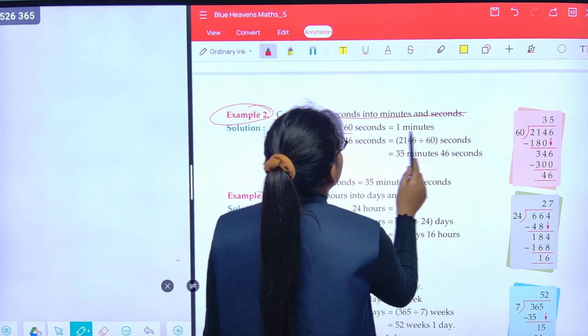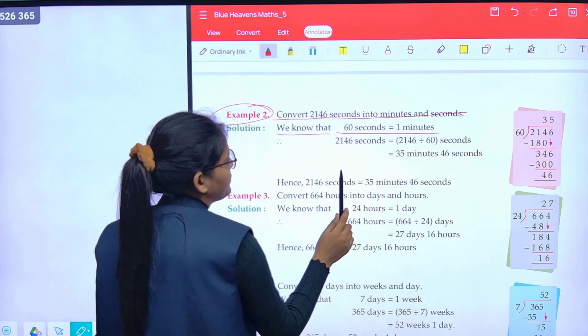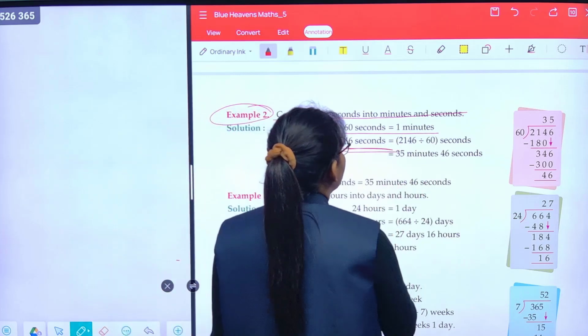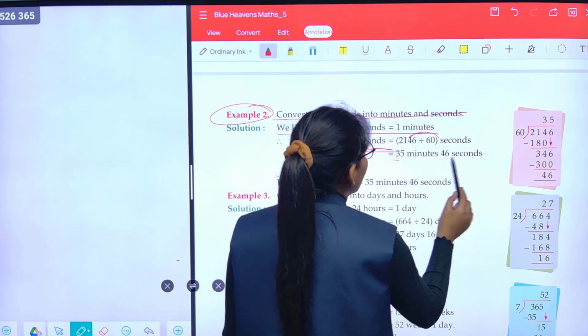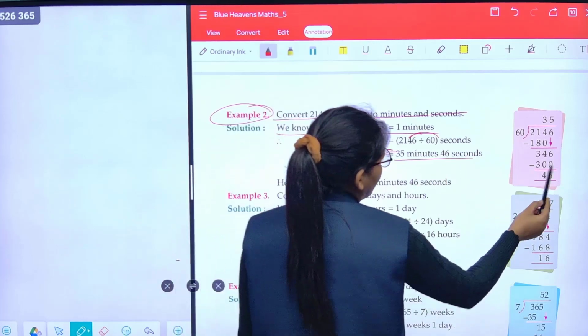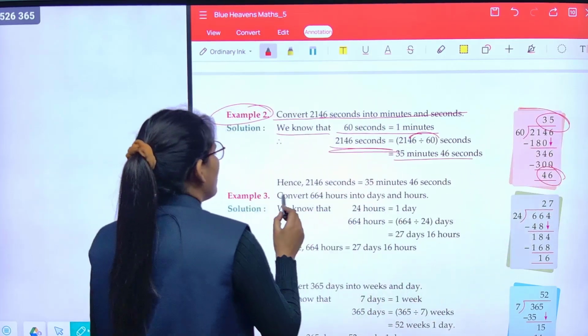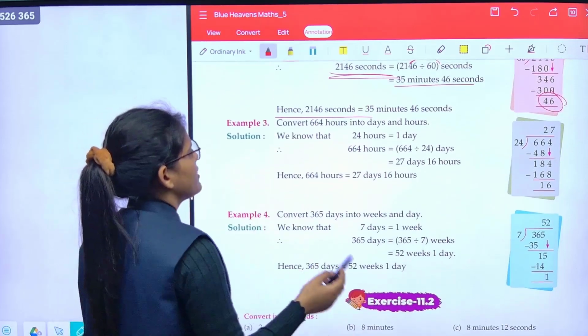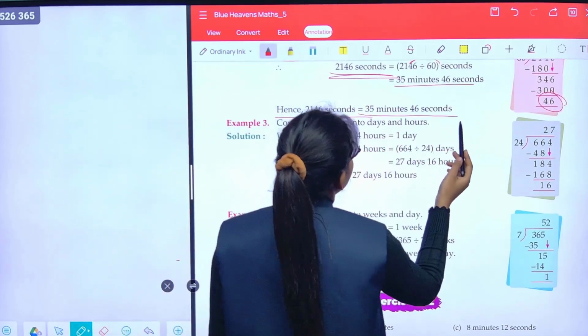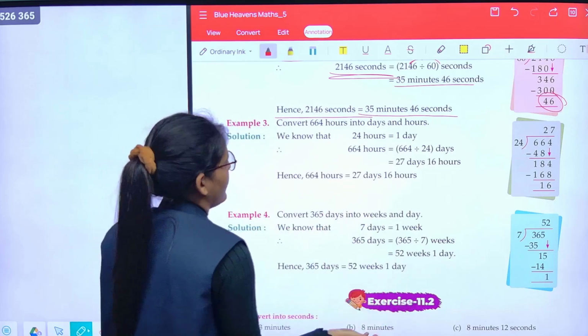Now we know that 60 seconds is equal to 1 minute. So seconds divided by 60, it is 35 minutes 46 seconds. Understand? Hence 2146 seconds is equal to 35 minutes 46 seconds.